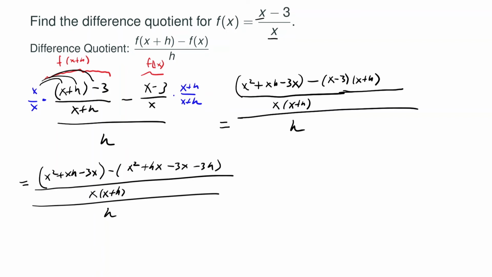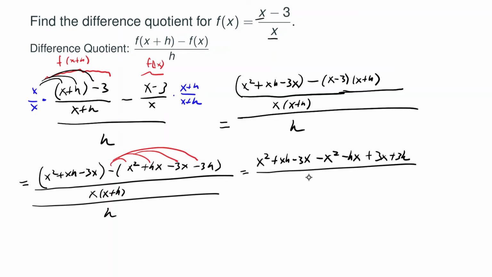Now here, when we simplify, we do have to distribute the negative sign. So let me write that in the next line. We get x squared plus xh minus 3x minus x squared minus hx plus 3x plus 3h over x plus h, entire thing over h. Now we can collect some like terms. Negative 3x and positive 3x will cancel out. X squared and negative x squared will cancel out. And also xh and negative hx will cancel out.